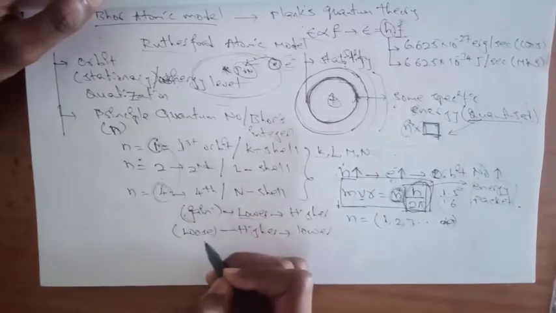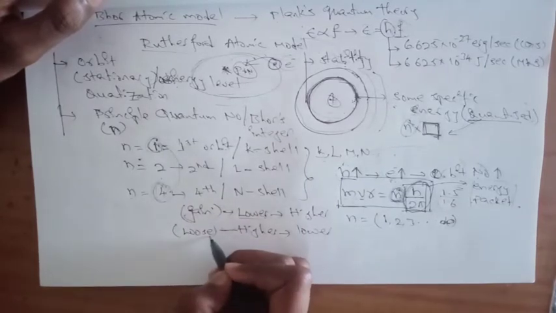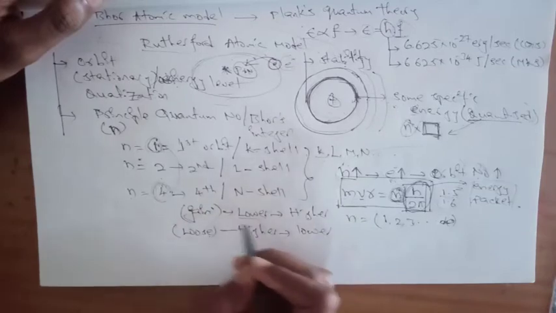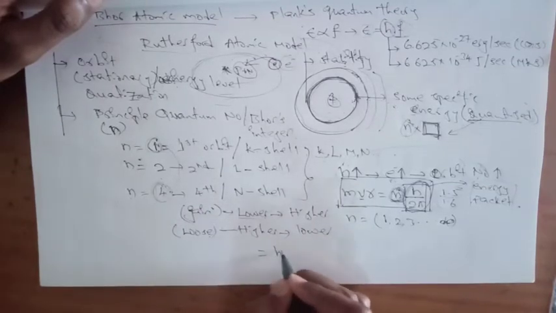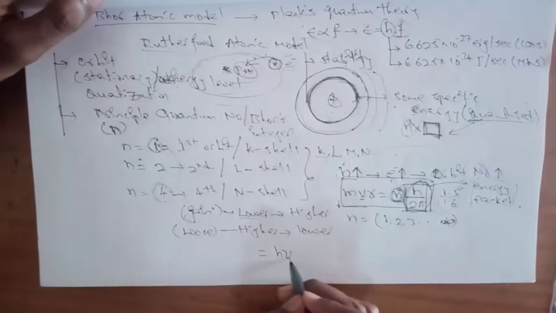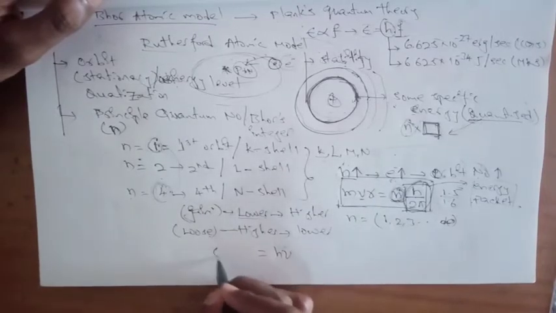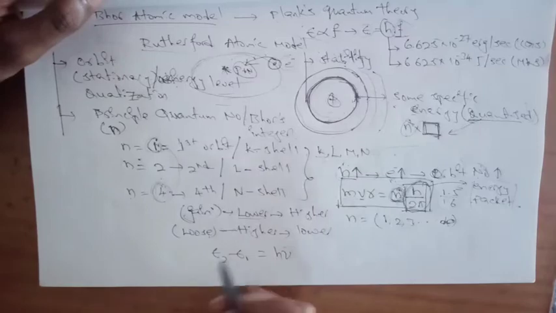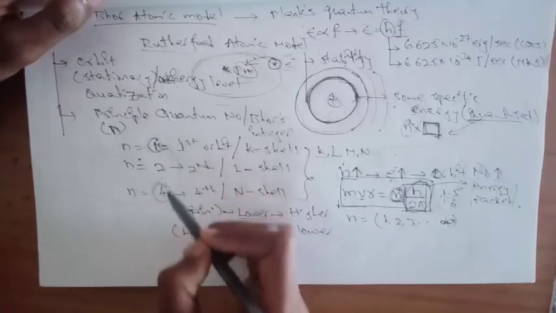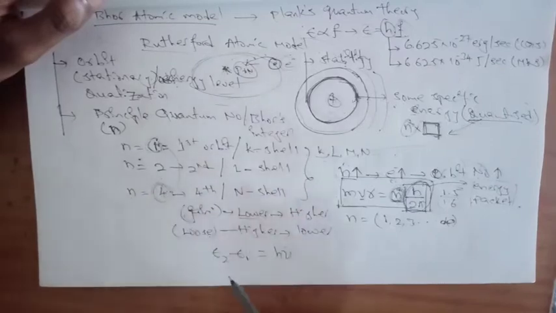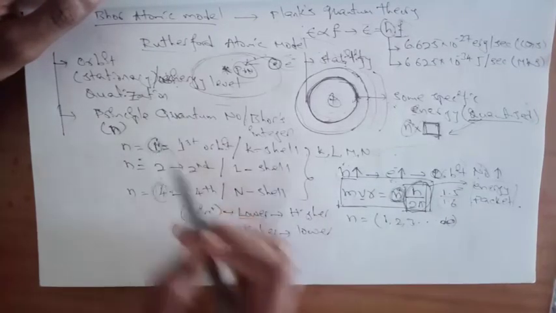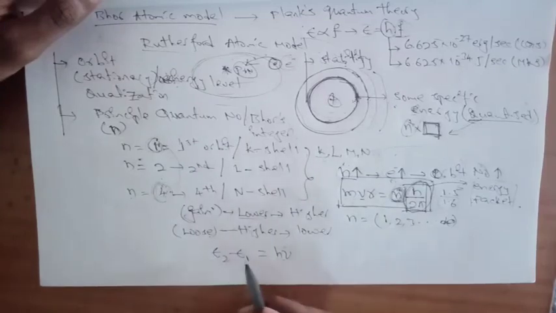This gaining and losing of energy by the electron is proportional to h nu, the energy in terms of frequency. So E2 minus E1 equals h nu. That means the energy difference between these two energy levels is directly related to the energy gained by the electron at that moment. If the energy gained is some value, the difference between these two orbits is that much energy.